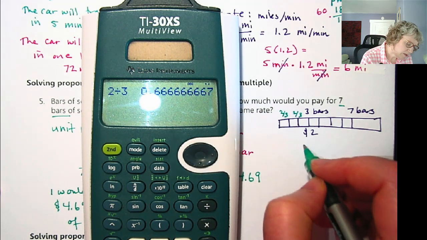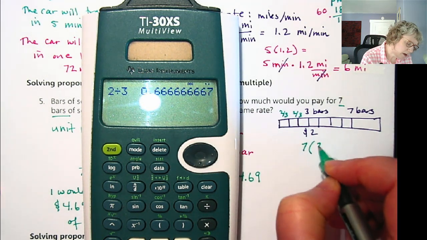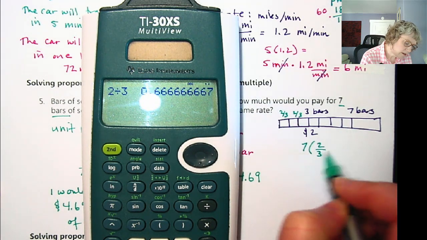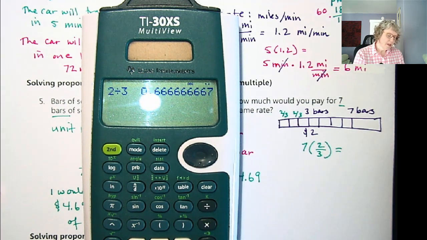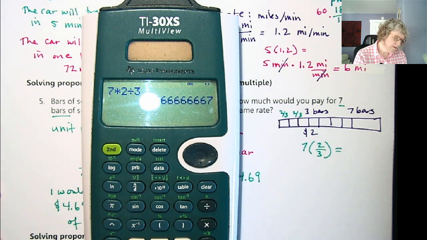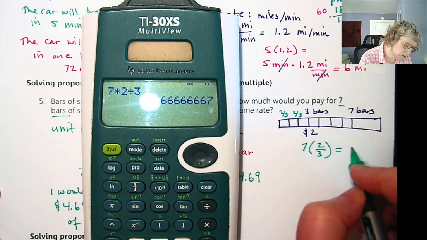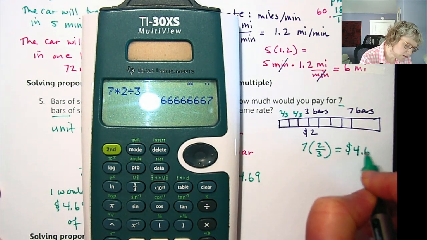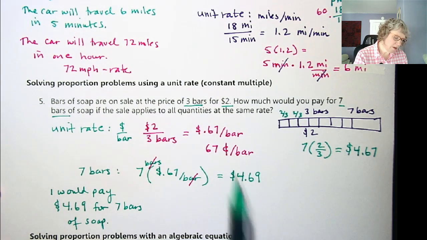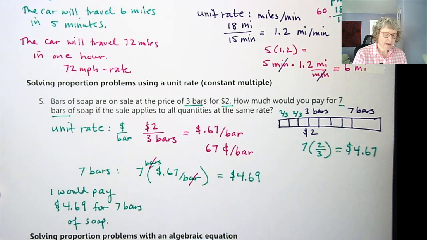So it's kind of like scaling like we did before. Every 2/3, and we have 7 of those. Every 2/3 is a bar of soap. So 7 times 2/3 is the 4.67 we got. But remember, when we rounded it as 0.67 per bar, we got 4.69. So either way is okay as long as you show your work.